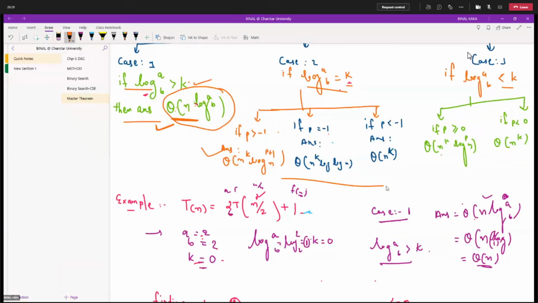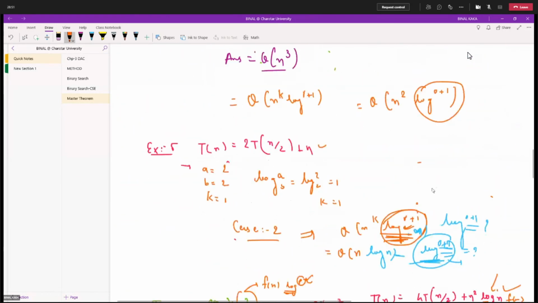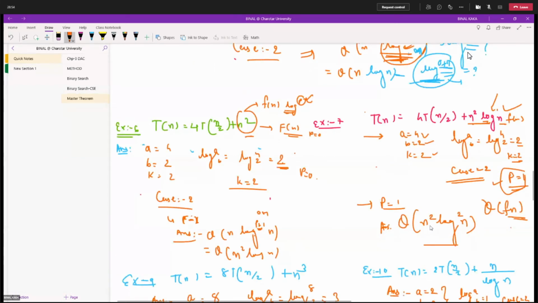Since p is not minus 1, which condition will we satisfy? This is for minus 1. We have p equal to 1. So which condition will come? If we have p equal to 1, what will come? First condition, p is greater than minus 1. Correct. So again it is the same answer, theta n^k log^(p+1) n, right?